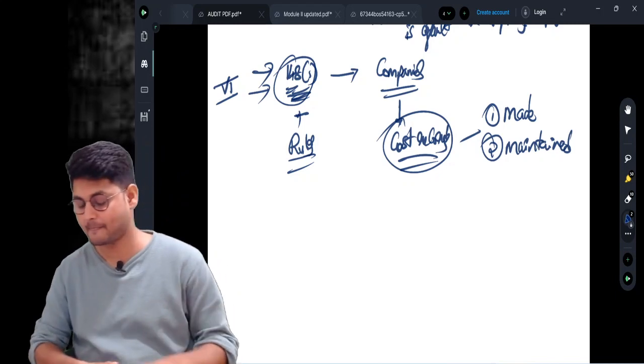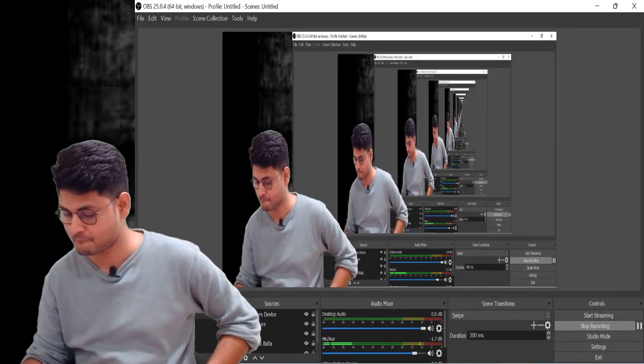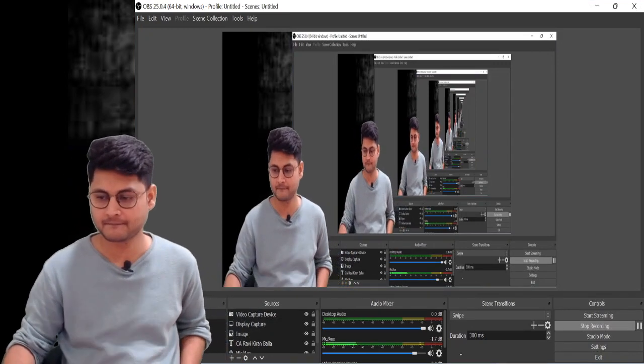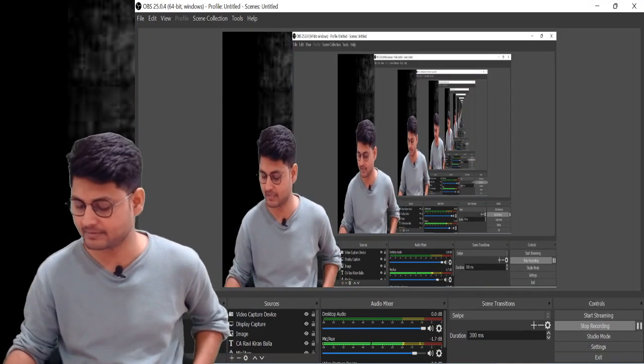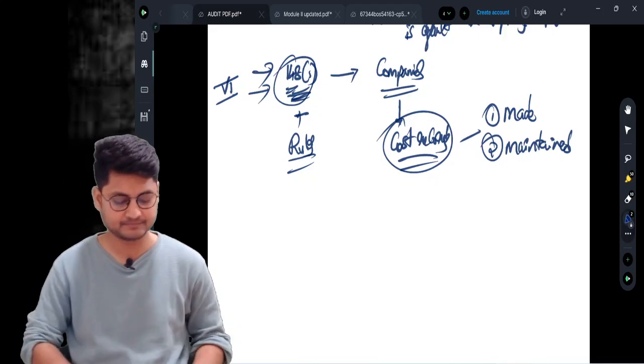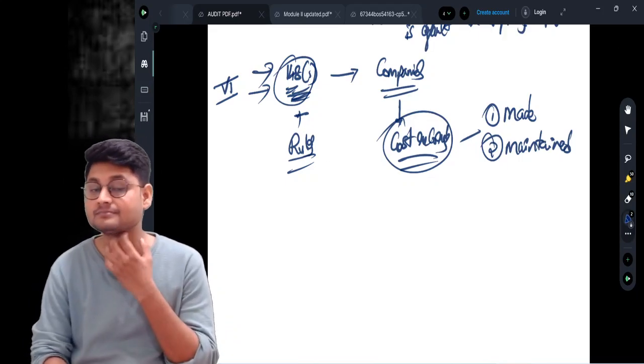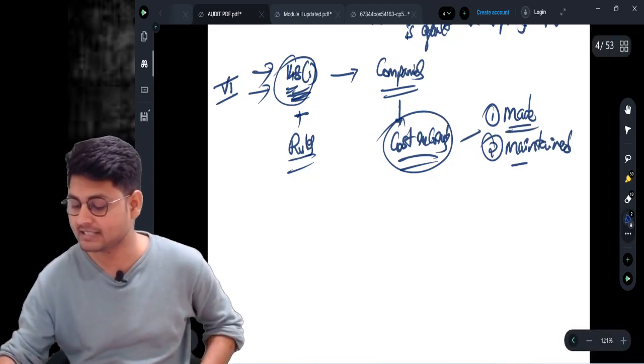If it is applicable, then you need to report. I guess you are all getting the point. Then you need to report what? Whether it is made and maintained.